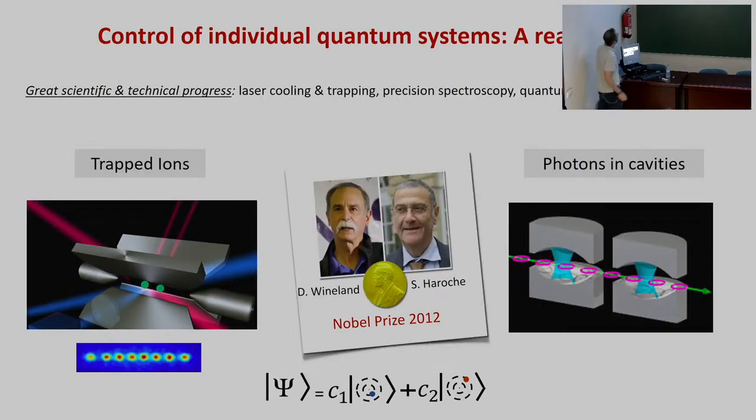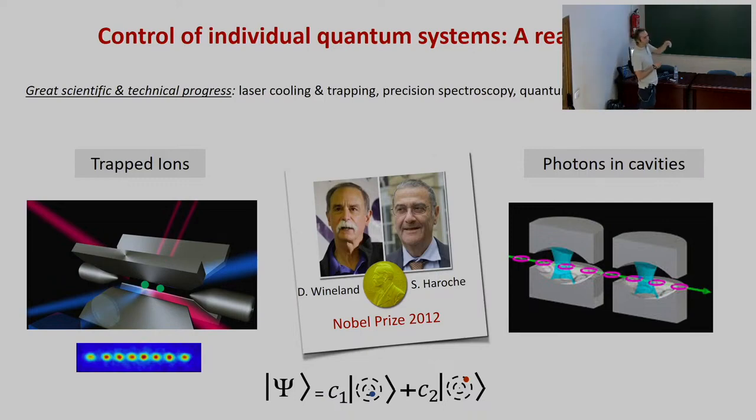Okay? So I said that controlling quantum systems is very hard, but actually it's a reality right now due to great scientific and technical progress in laser cooling and trapping, precision spectroscopy, and so on. And there was a Nobel Prize in physics in 2012 to Dave Wineland and Serge Haroche for this. Dave Wineland was for doing these experiments and manipulating these superpositions in trapped ions, which are basically charged atoms trapped in electromagnetic fields, and they use lasers to control the states of the superpositions.